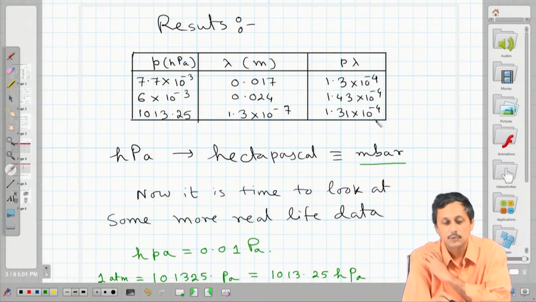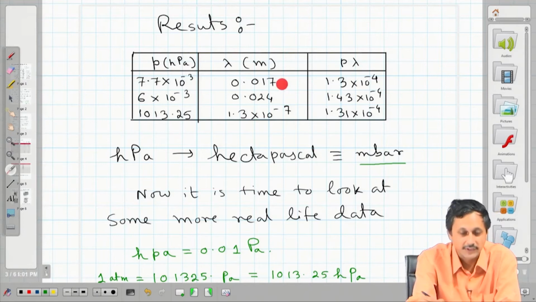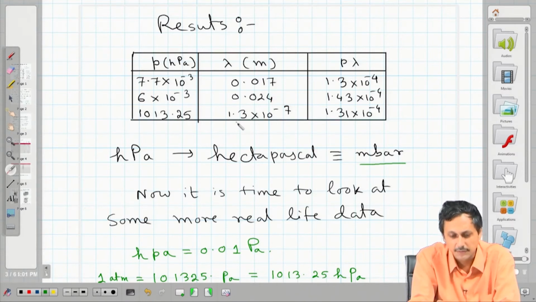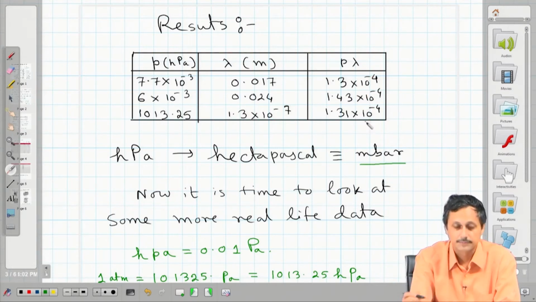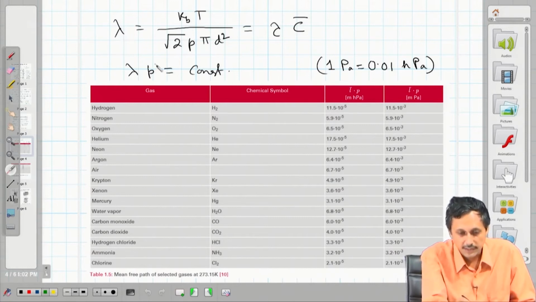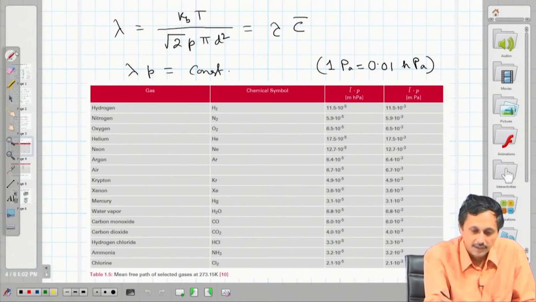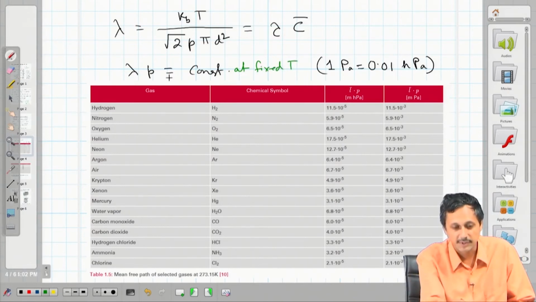There are two very important aspects to this result. First one is that the mean free path at low pressure is of the order of 1 centimeter. This is basically 1.7 centimeters and 2.4 centimeters, which becomes very small at high pressure. And the second is the product P lambda remains almost constant. This is expected, because if you look at this relation, you see lambda P is equal to constant at fixed temperature. If the temperature is fixed, then the product lambda P should be constant, because every other thing except temperature is a constant quantity.